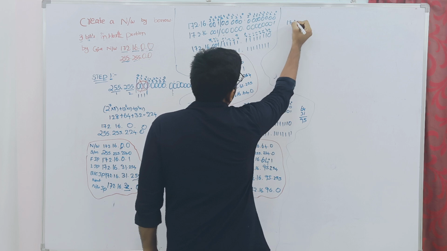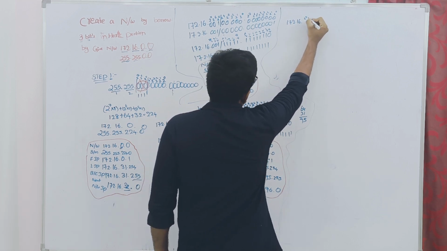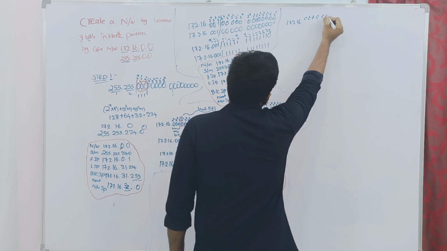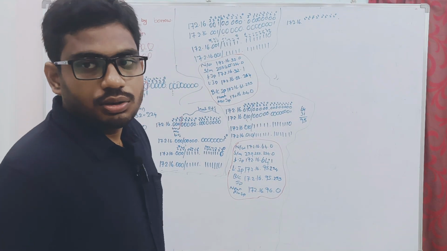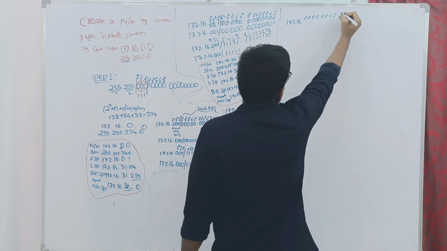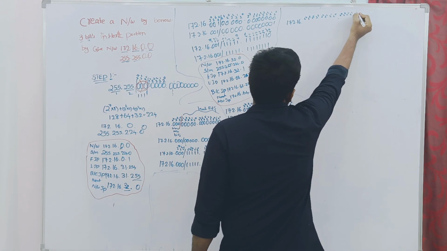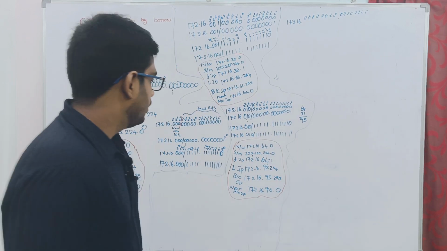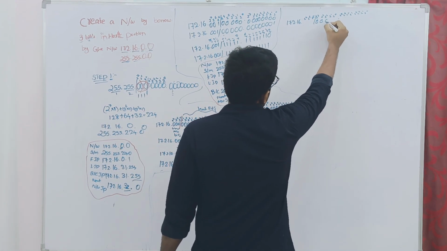Again, you take 172.16.2. Write 2 power 7, 2 power 6, 2 power 5, 2 power 4, 2 power 3, 2 power 2, 2 power 1, 2 power 0, and again 2 power 7, 2 power 6, 2 power 5, 2 power 4, 2 power 3, 2 power 2, 2 power 1, 2 power 0. Take the 3 bits, make the rest of them 0 again.